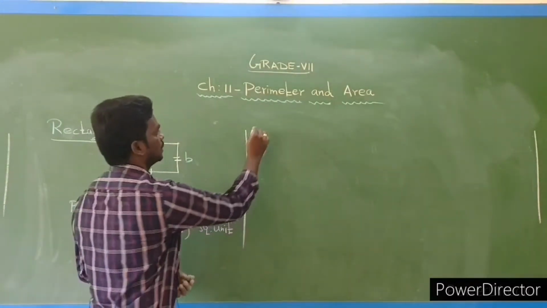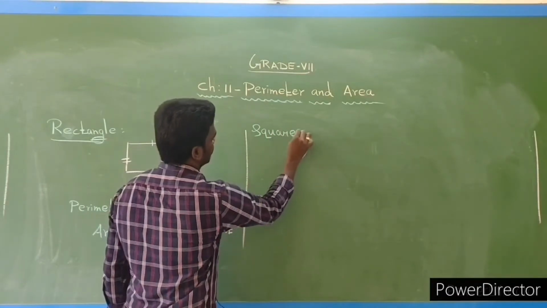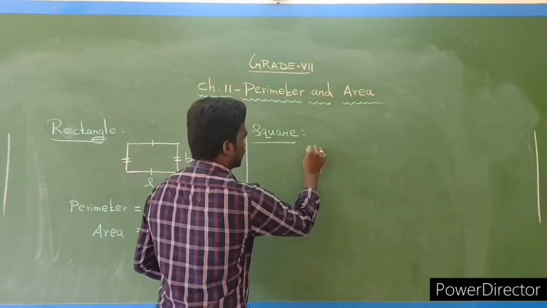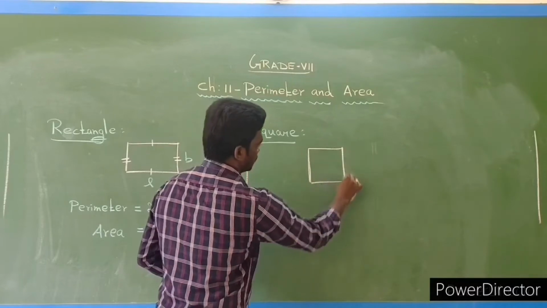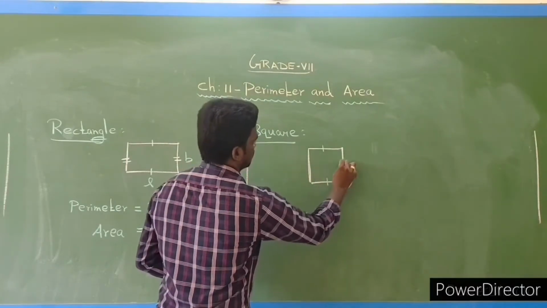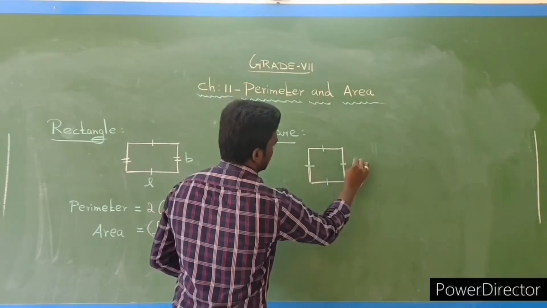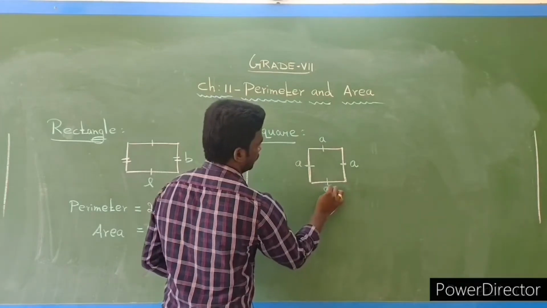Next one is a square. We know what a square is. A square is a closed figure, and all the sides of the square are equal in length. So, all the sides of a square are equal. The side of the square is A. So, all the sides are A here.